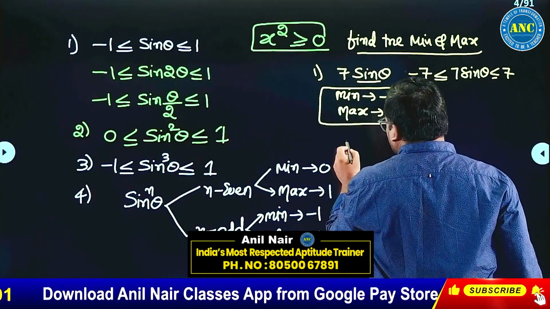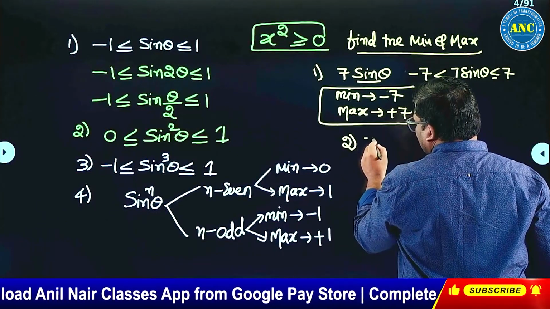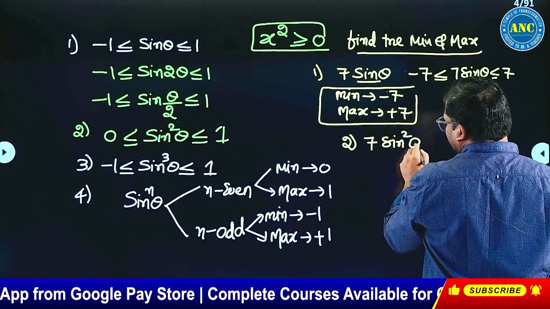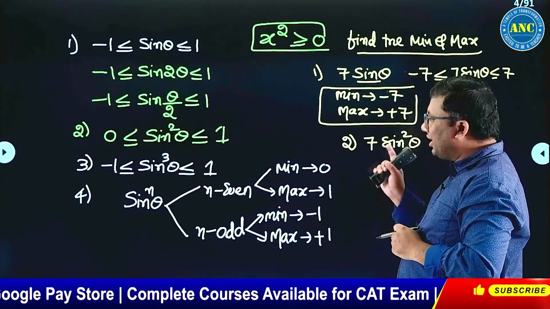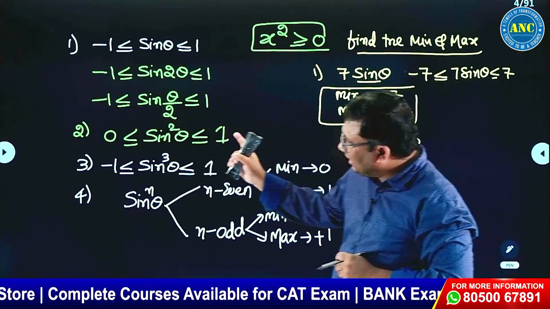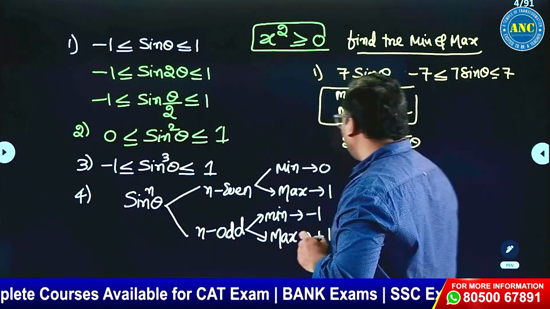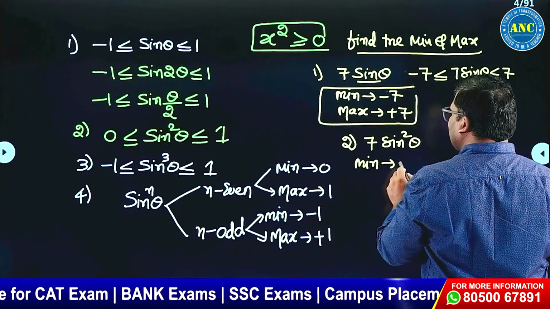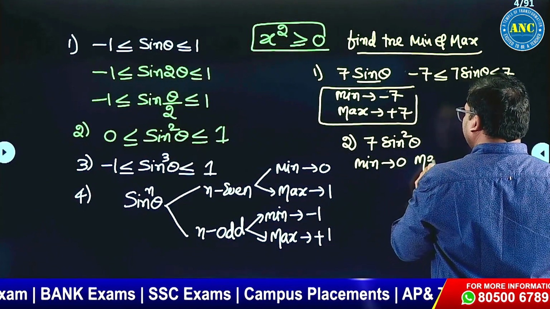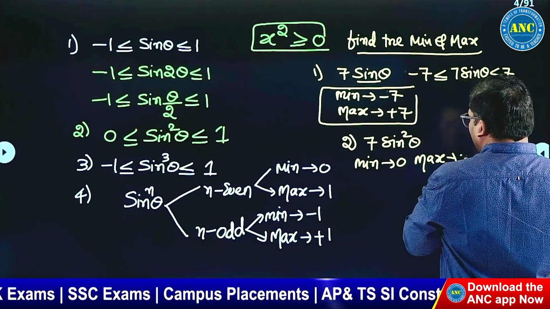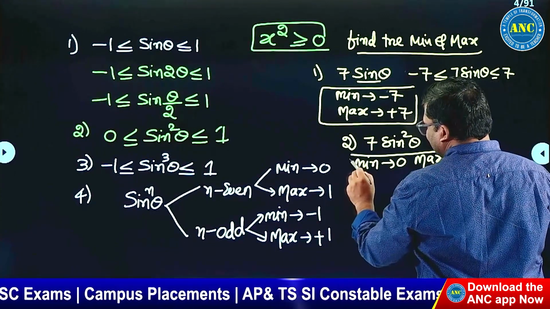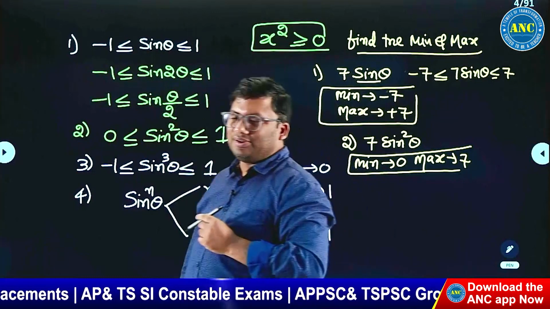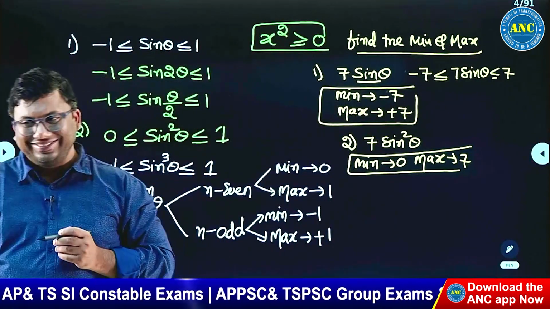What will be the answer for this question? 7 sin square theta. Sin square theta. Minimum it will be 0. Maximum it is plus 7. How easily, without any effort, we can solve the question. Minimum 0, maximum plus 7.